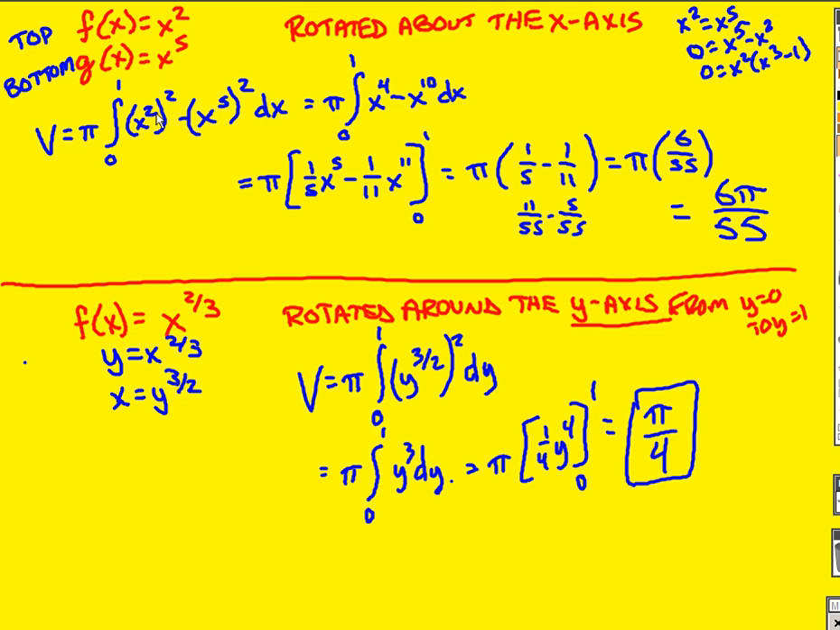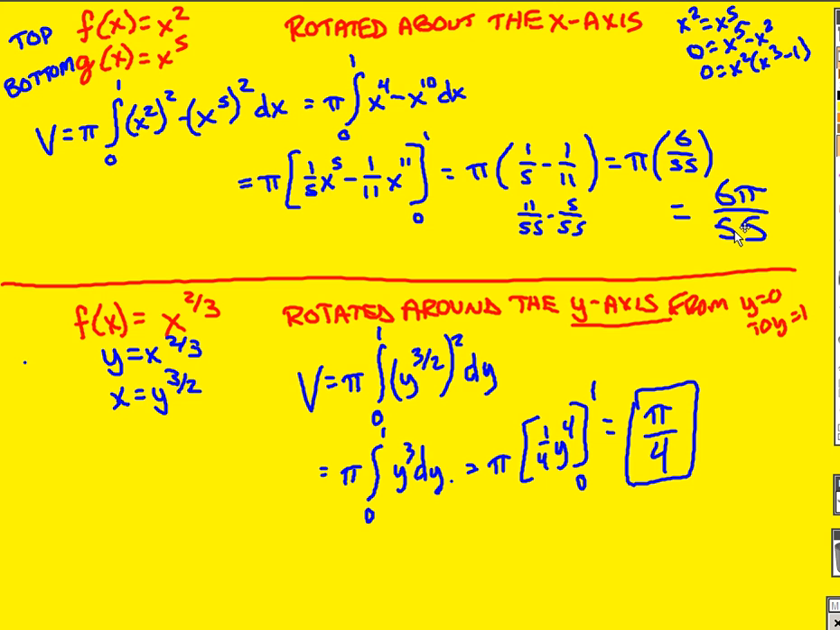Top function here is x squared. Bottom function is x to the 5th. Intersection points are 0 and 1. So we're going to evaluate our integrals like we've done before, and just get your common denominator of 55 here. So 11/55 minus 5/55. So 6 pi over 55 as my answer.